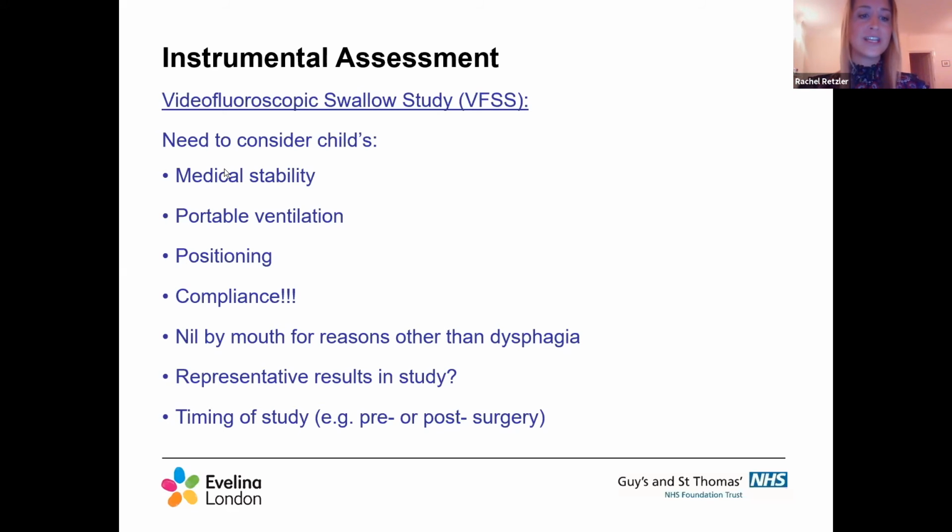So clinicians and local clinicians also need to help children work towards being ready for a VF. And then also, is the study representative of being able to give recommendations, and the timing of the study. So have they just had a surgery, or is it right before a surgery, and making sure that you're doing your best to manage all of that.